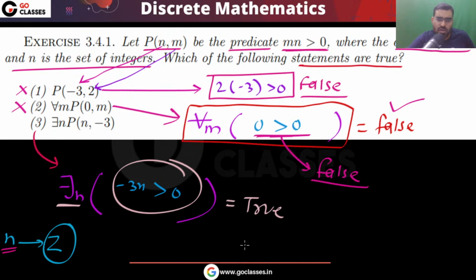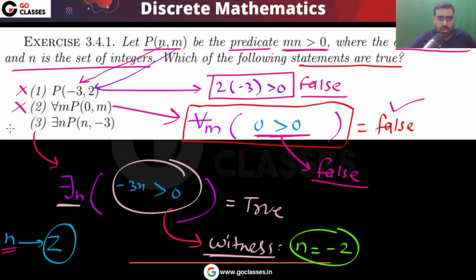Why is this true? Because you can easily see, what is the witness? It is called a witness, like for whom this is true. For this minus 3 greater than 0, who is the witness? Who will make it true? You can notice n equal to minus 2 will make it true. So one value is enough. So this is definitely true. So the third one is true. The remaining are not true. Is this clear to everyone? Let me know.